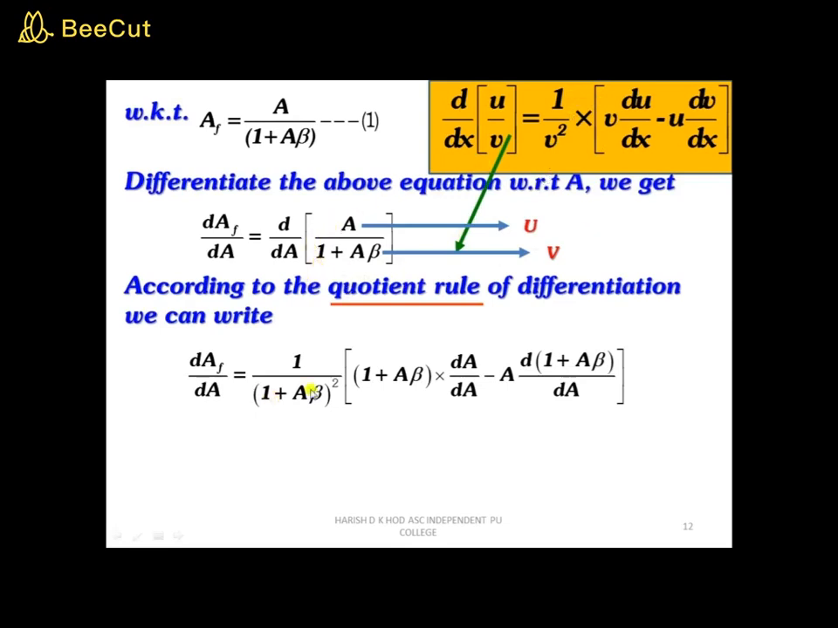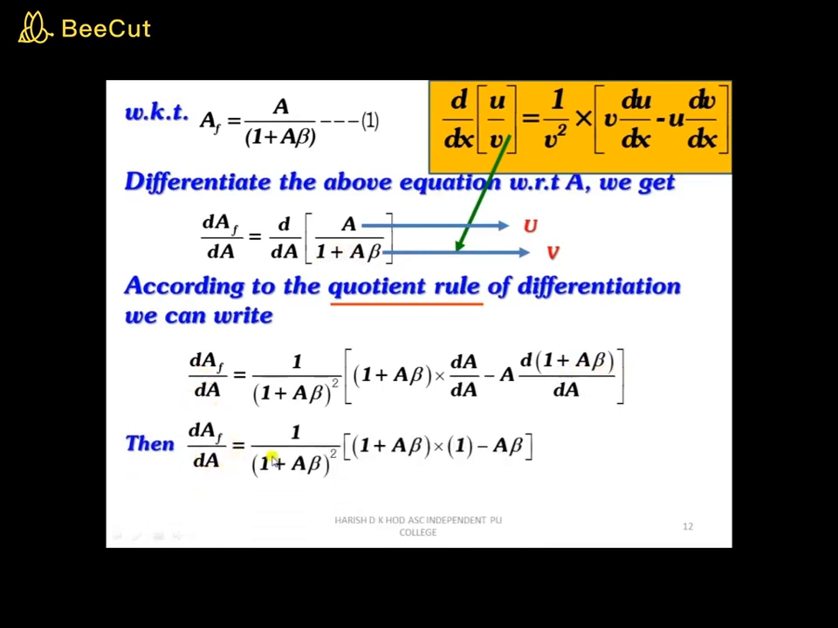V is (1 plus A beta) whole square, into the denominator, that is 1 plus A beta, into d by dA of the numerator, that is A, minus numerator into d by dA of the denominator, that is 1 plus A beta. Now when we differentiate this, we get an equation somewhat like that.